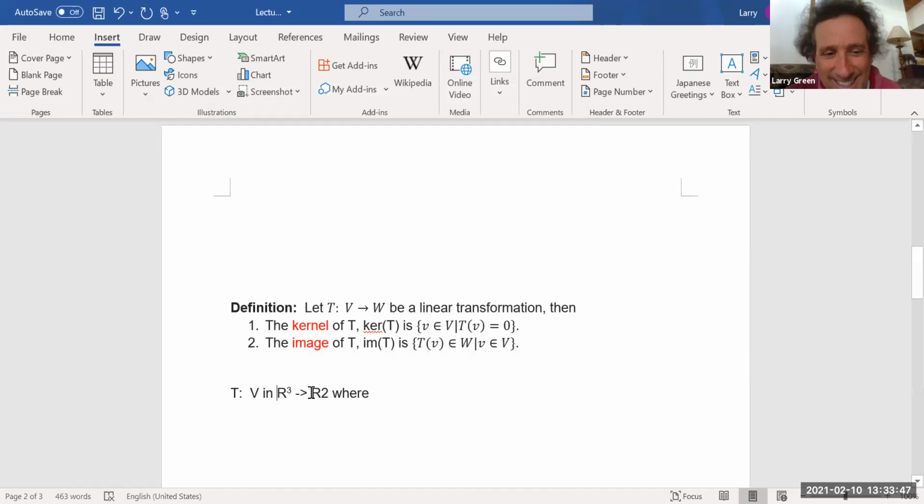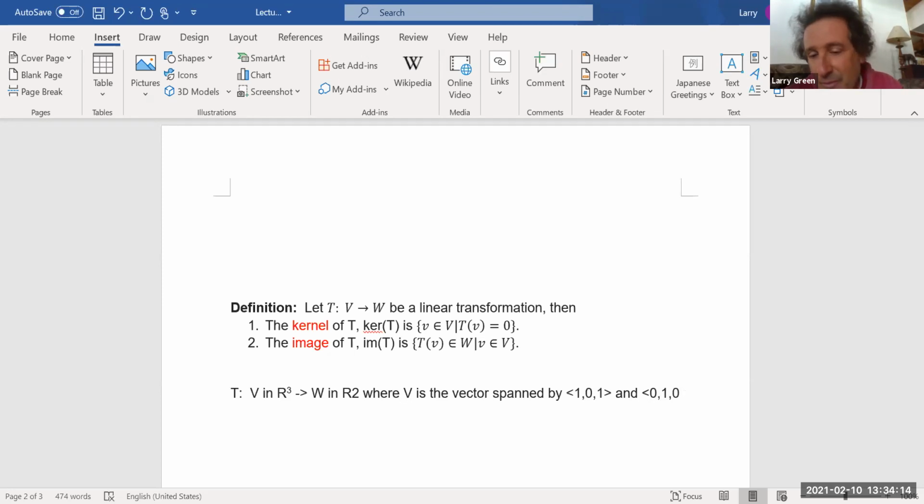T goes from V in R3 to W in R2, where V is the vector space spanned by (1, 0, 1) and (0, 1, 0). And W is the vector space spanned by (1, 1).